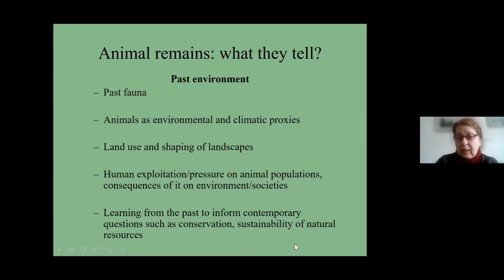environment and societies. What is more, and especially in the last decades, it has become important that you can try to learn from the past animal populations in order to inform contemporary questions, contemporary problems, such as conservation or sustainability of natural resources.